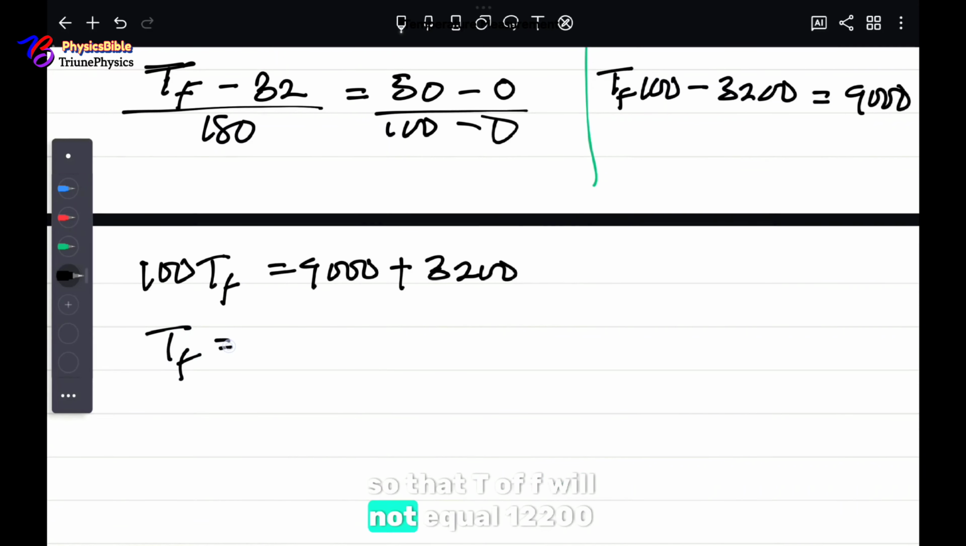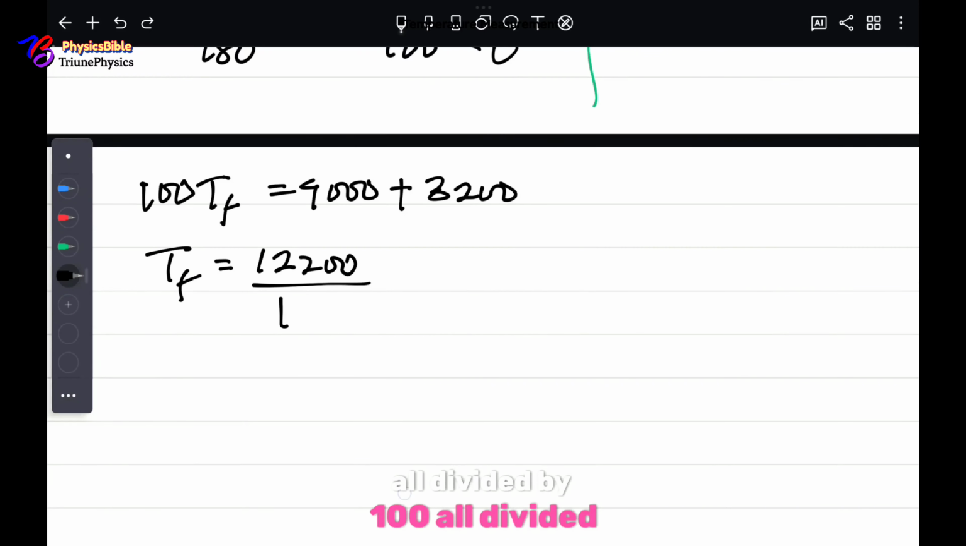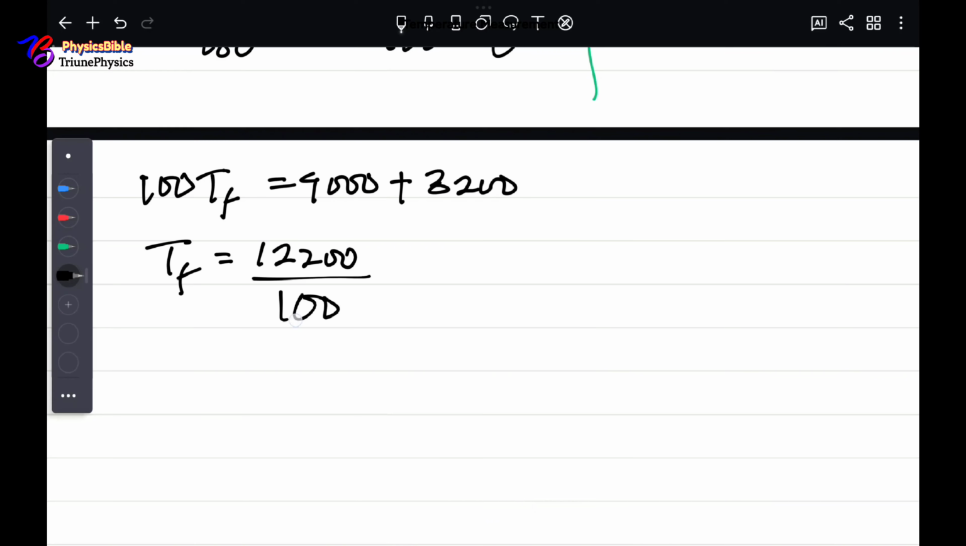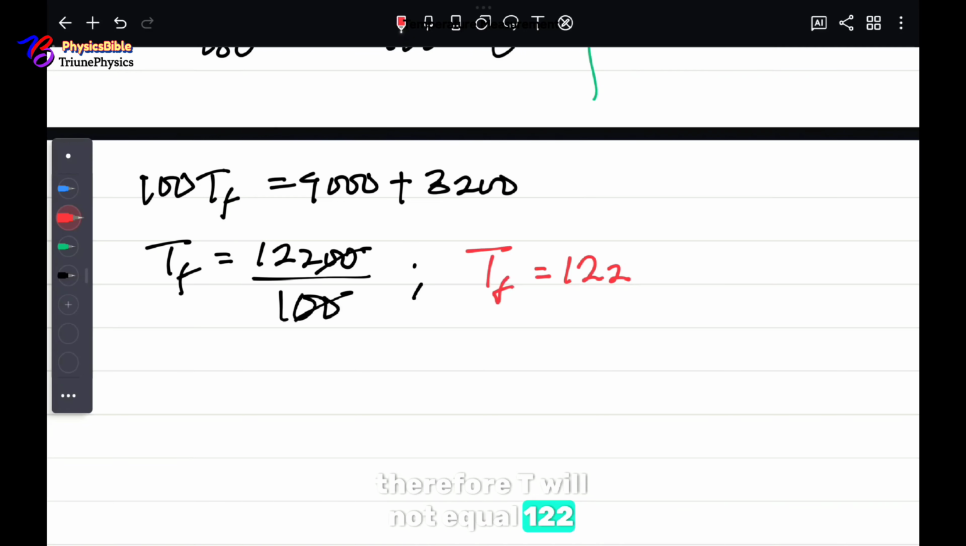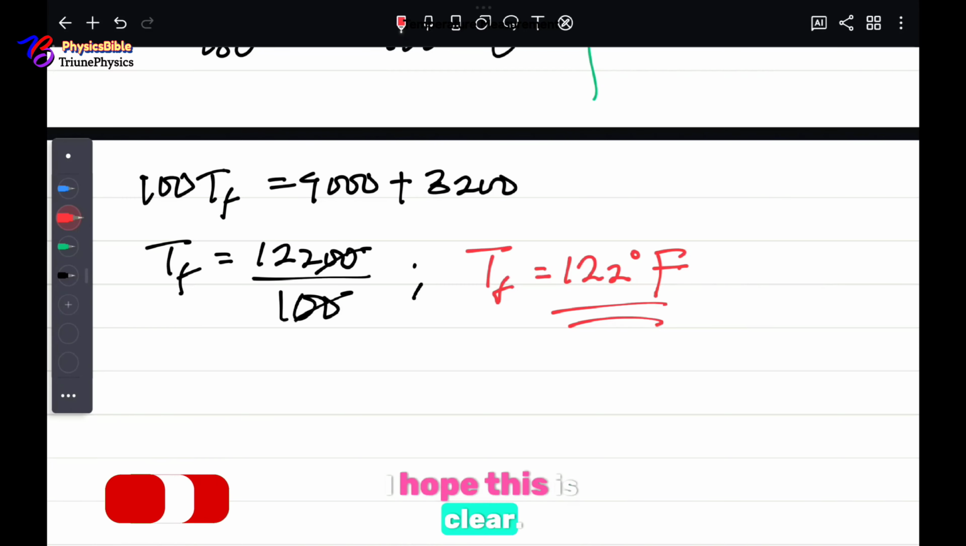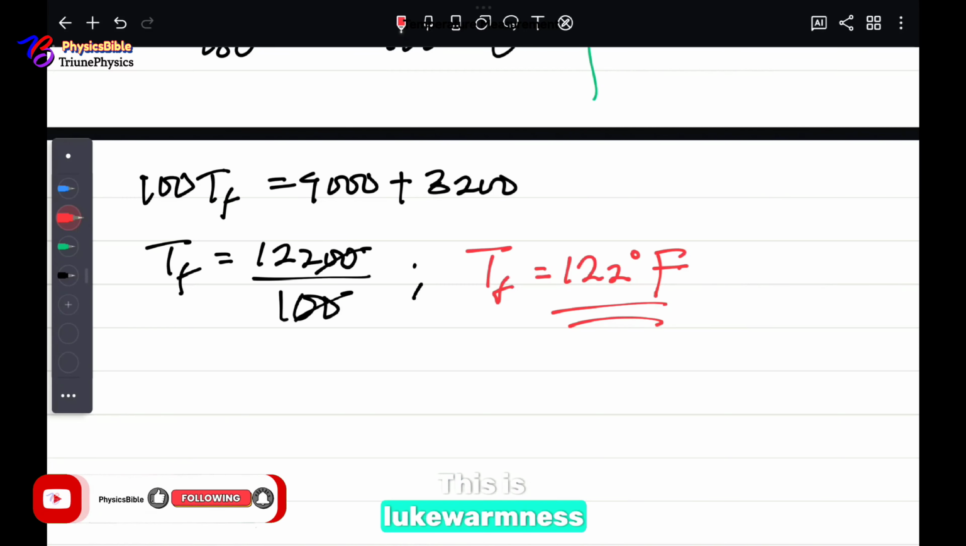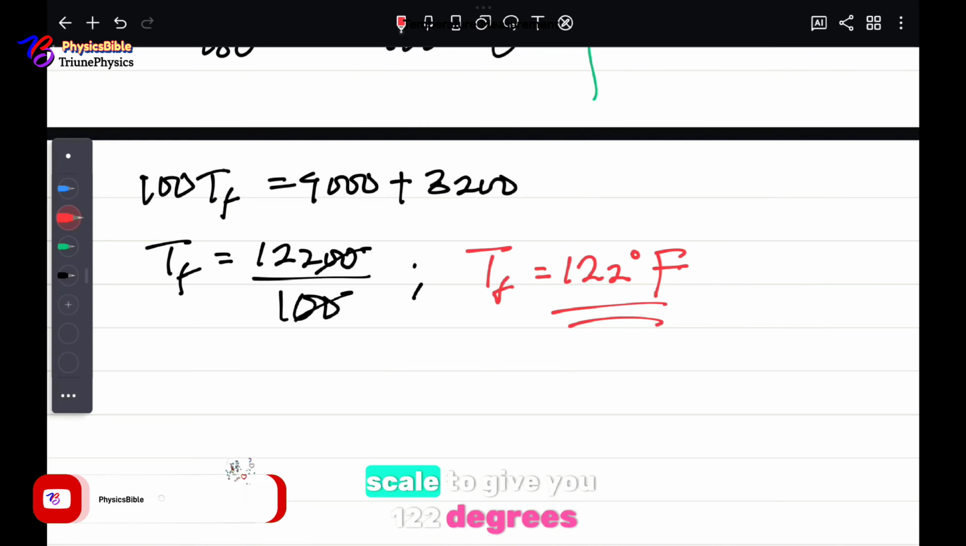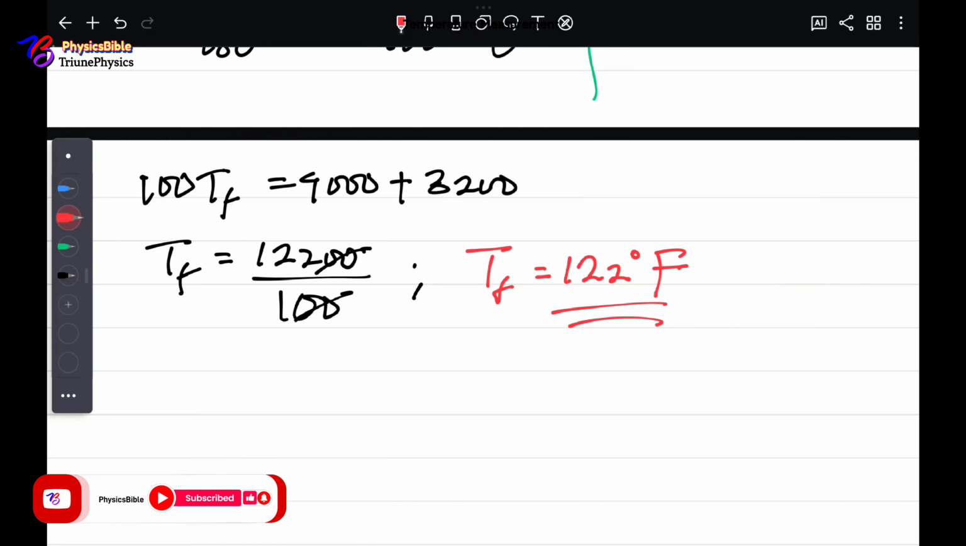T of F will now equal 12,200 all divided by 100. This cancels this. Therefore, T of F will now equal 122 degrees Fahrenheit. I hope this is clear. This is lukewarmness if you are using the Fahrenheit scale, giving you 122 degrees Fahrenheit.